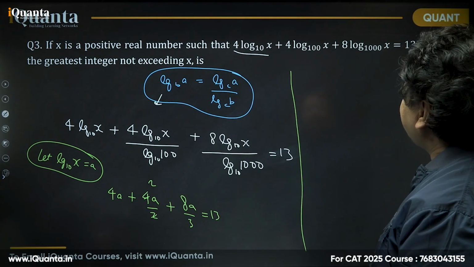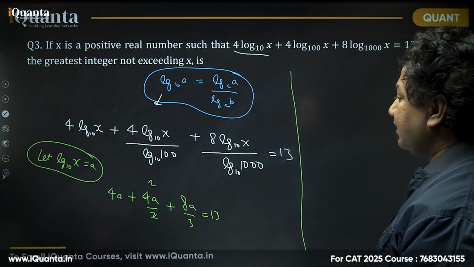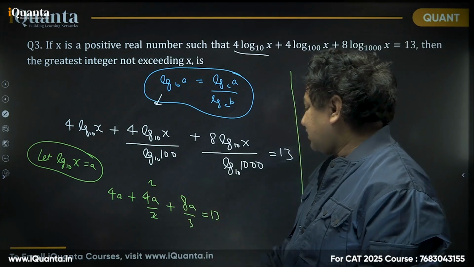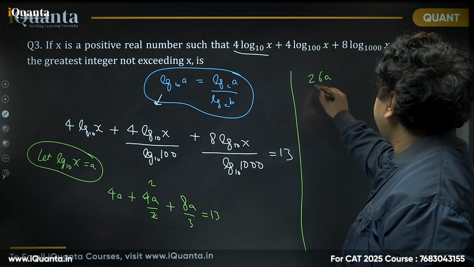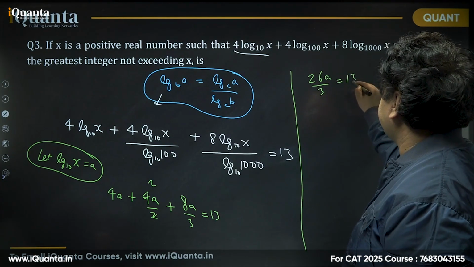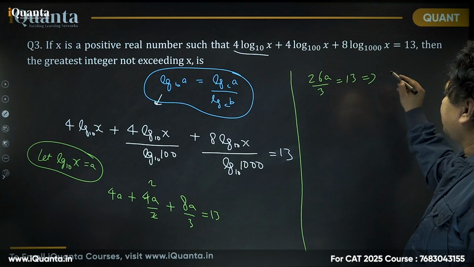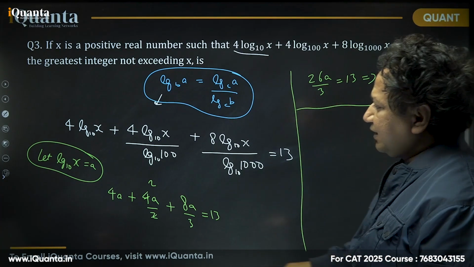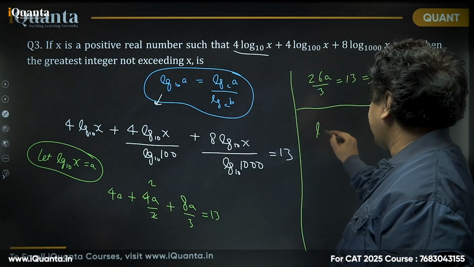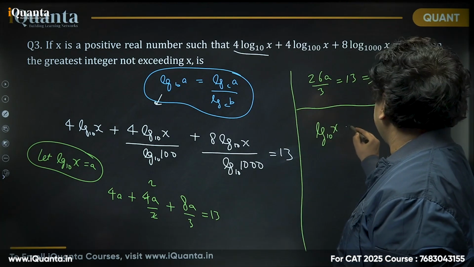And what else do we have? We have 4, 4, 4. Okay, perfect. So 4 plus 2, 6a. This will be 18a plus 8a by 3 is 13, which gives us 26a by 3 is 13, so a will be equal to 3 by 2. Now a is 3 by 2. And what was a? A was this. So we have log x base 10 equal to 3 by 2.